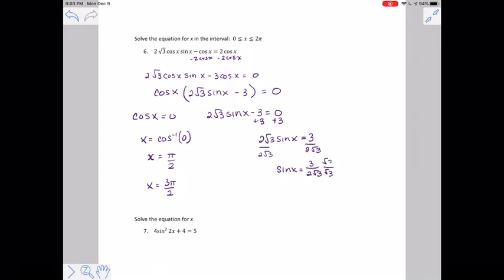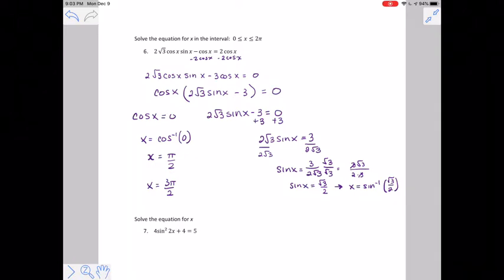and I'm going to try to get rid of this square root of 3 in the denominator, so multiply it by square root of 3 over square root of 3, which is going to give me 3 square root of 3 in the numerator, and then 2 times 3 in the denominator. The 3's are going to cancel, so that gives me square root of 3 over 2. So sine x equals square root of 3 over 2, which means x equals inverse sine of square root of 3 over 2.